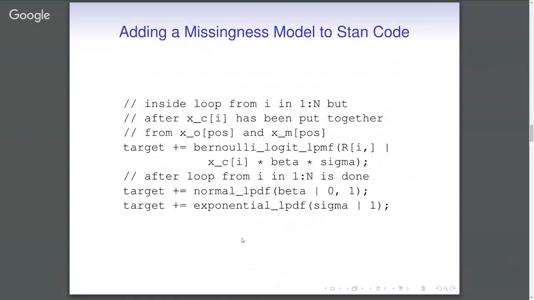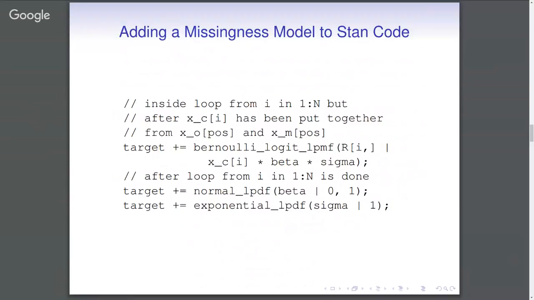Okay. So how would we do that in terms of Stan code? Actually, even easier than writing it out in terms of math. Inside the, there was a whole loop from i equals 1 to i equals n where we put together x sub c, and x sub c is a row vector, or array of row vectors, that is the union of xo and xm for that observation. And then, okay, you do all that.